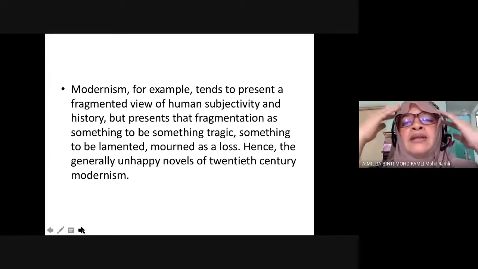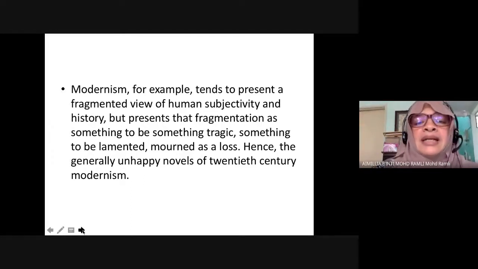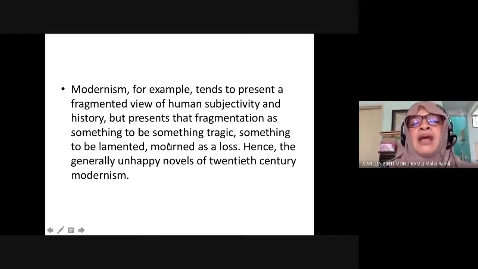Modernism, for example, tends to present a fragmented view of human subjectivity and history, but presents that fragmentation as something tragic, something to be lamented, mourned as a loss. So this modernism, this idea that life is fragmented. We are all born in a world where we are exposed to various ideas coming from the West and the East. Our life is fragmented.